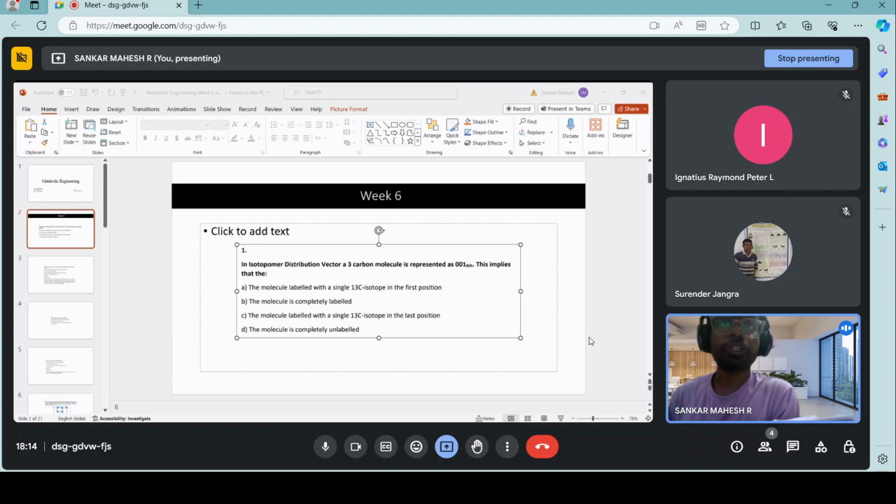Does anyone want to share what they understand about isotopomer distribution vector? Ignatius, Raymond, Peter, or Surendra? Anyone?